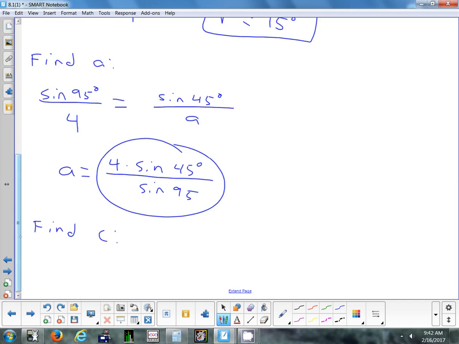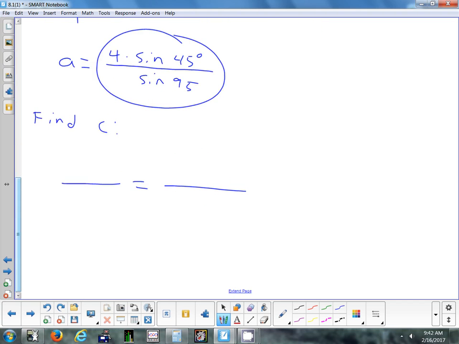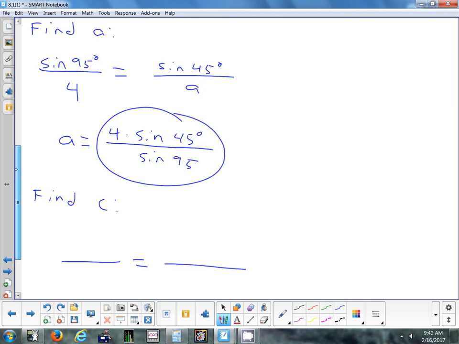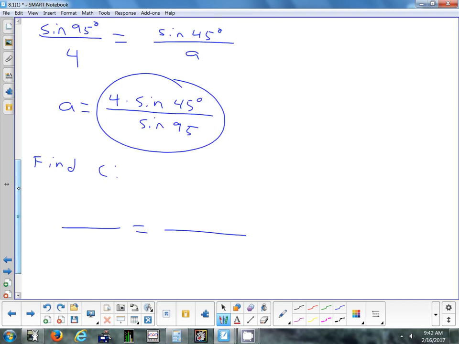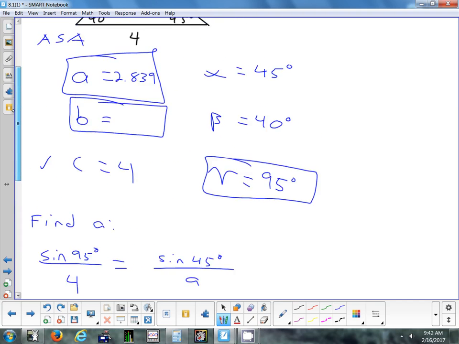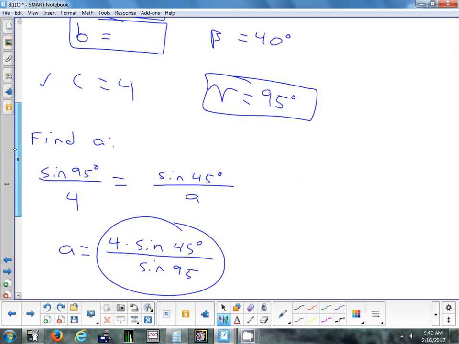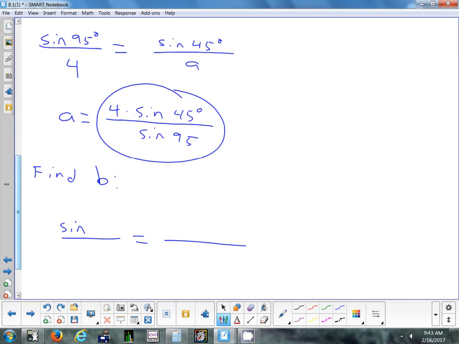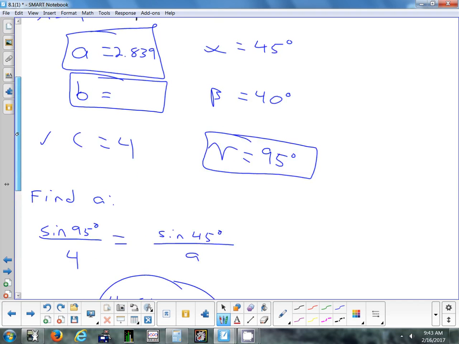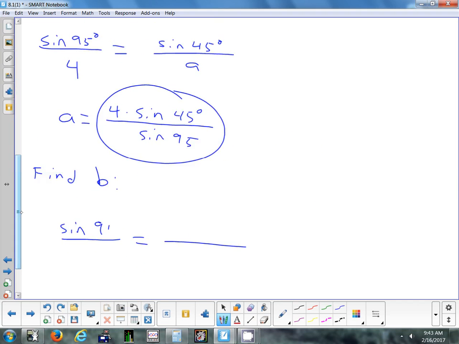all right, Luke, can you tell me one side of my proportion to find B? So the sine gamma equals, over C or equals. And what's gamma? I'm sorry, I didn't see. Can you go back up? 95 over C, which is, I have to go back up again, 4. 4?